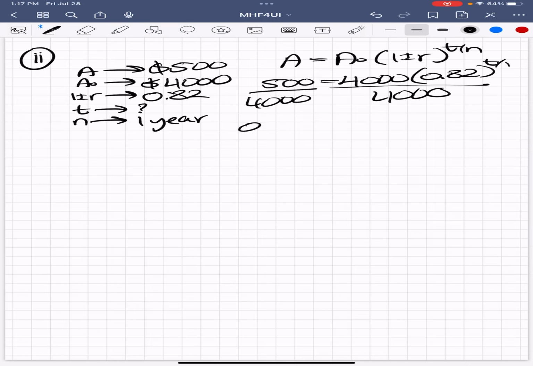So, 0.125. Normally I would go to the fourth decimal place, but the answer gives us only to the third decimal place. So 0.125 is 500 divided by 4,000. And we got rid of the 4,000 on this side, so we're just left with 0.82^t. Since t is over 1, I'm going to get rid of the 1 and just say it's t, because anything over 1 is just the numerator itself. So let's begin. Let's log both sides.